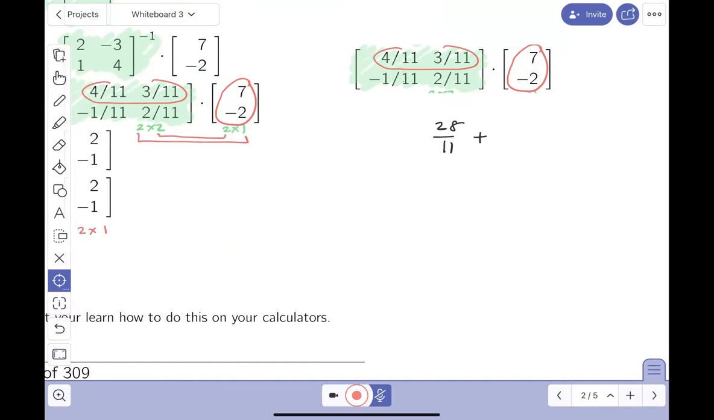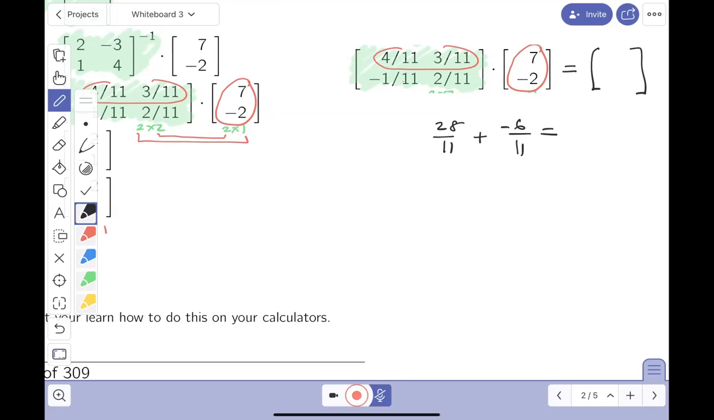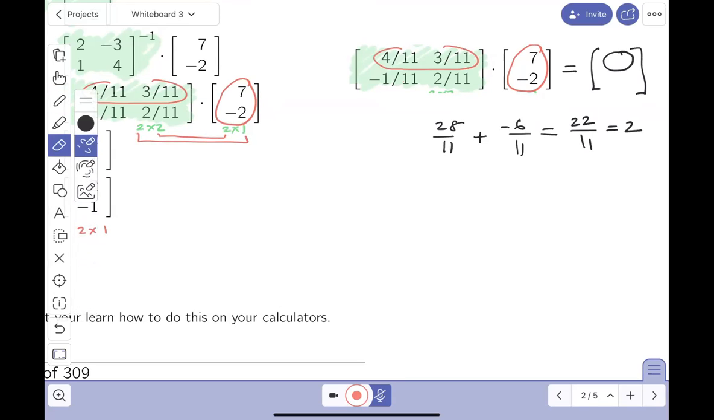Plus 3 11ths times minus 2 is minus 6 11ths. All right, let me point out what I did. Row 1 times column 1. Well, that's going to give me row 1, column 1. It's going to give me this entry over here. What do you get over there? 22 11ths, which is 2. Get my eraser out. I know it's tough. Erase this business over here. And I got my result down.